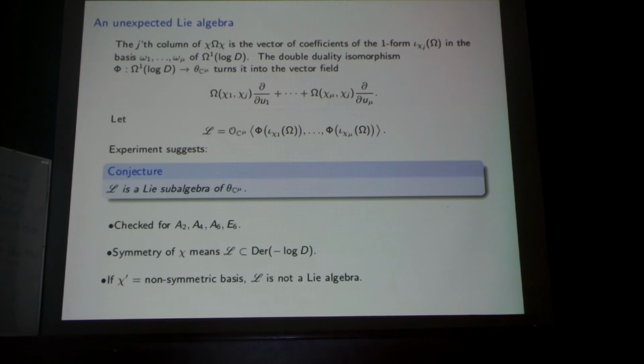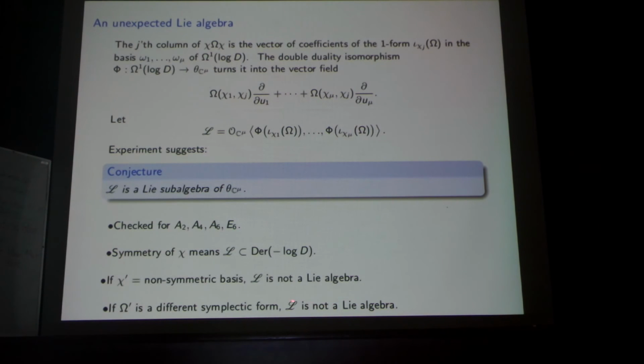And it's worth noticing that if we replace the symmetric basis chi by a non-symmetric basis, which means, of course, we have to revert to the form chi prime transpose omega chi prime, then the Lie algebra property fails. And if we replace the two form omega by a different symplectic form, then again, the Lie algebra property fails. So, I said that I have more questions than answers here.